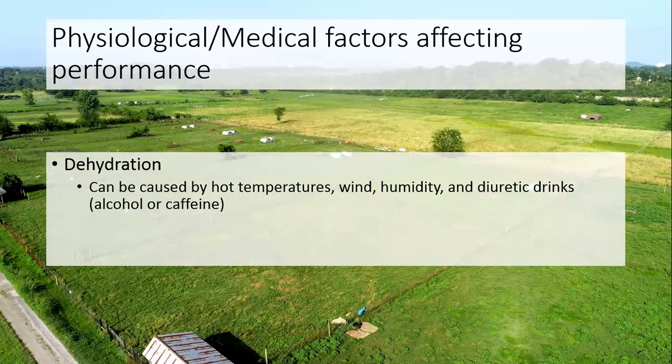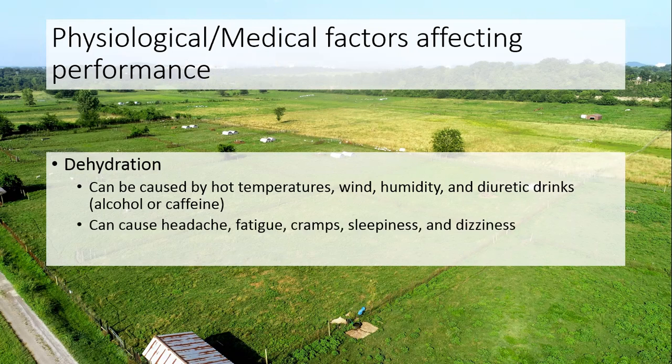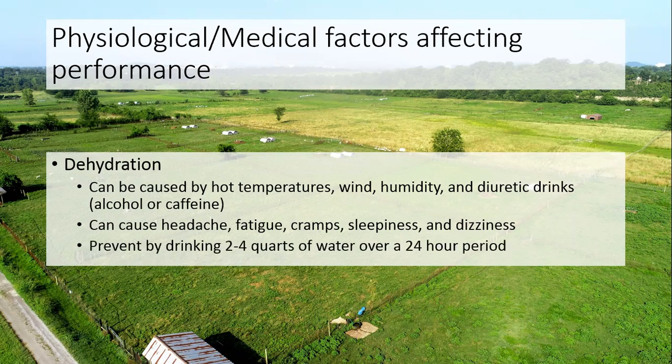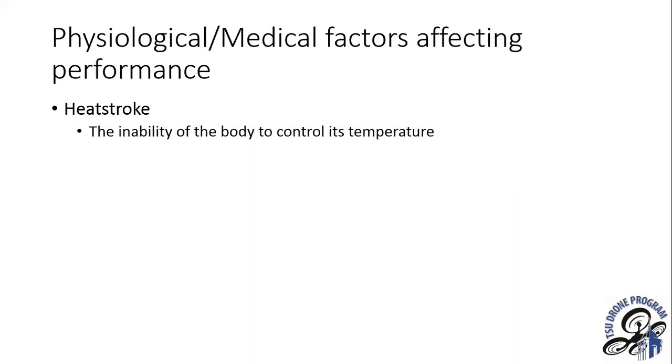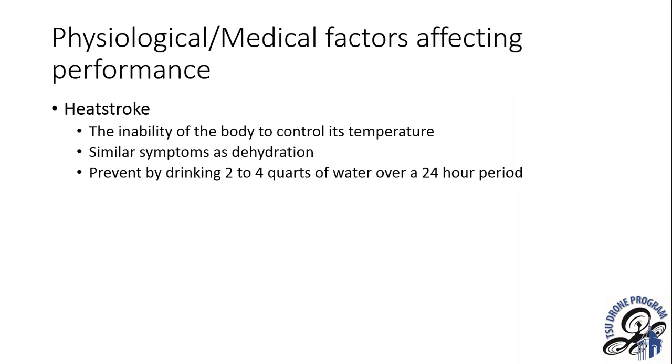Dehydration can be caused by hot temperatures, wind, humidity, and diuretic drinks like alcohol or caffeine. They can cause headaches, fatigue, cramps, sleepiness, and dizziness. And it can be prevented by drinking 2 to 4 quarts of water over a 24-hour period. Then we have heat stroke, which is the inability of the body to control its temperature. It has similar symptoms as dehydration, and the prevention is the same, drinking 2 to 4 quarts of water over a 24-hour period.